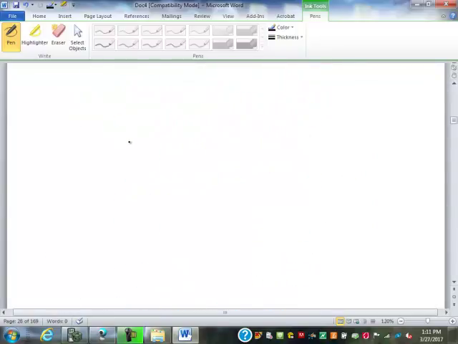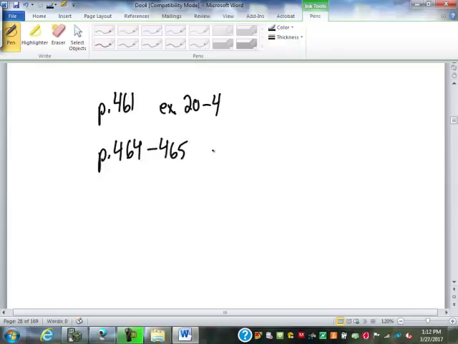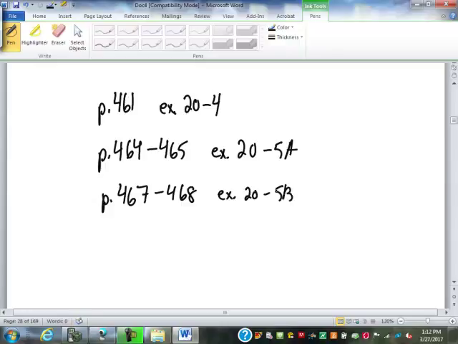In the big packet that I gave you the week before spring break, on page 461, it's exercise 20-4, the odds. Page 464 through 465, exercise 20-5A, again the odds. Page 467 through 468, exercise 20-5B. And page 472, exercise 20-7.